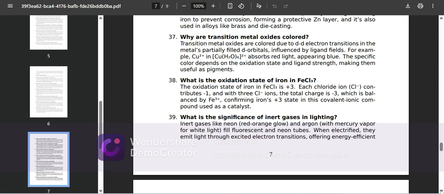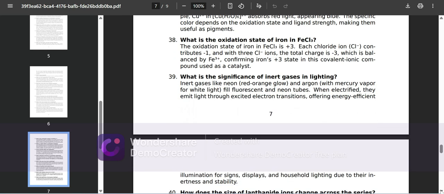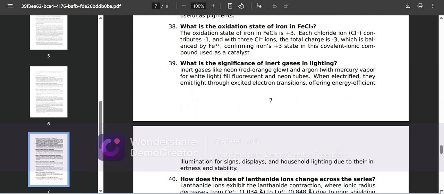Why are transition metal oxides colored? Transition metal oxides are colored due to d electron transitions in the metals' partially filled d orbitals influenced by ligand fields. For example, Cu2+ in [Cu(H2O)6]2+ absorbs red light, appearing blue. The specific color depends on the oxidation states and ligand strengths, making them useful as pigments.